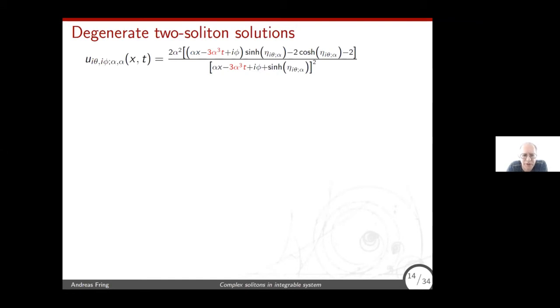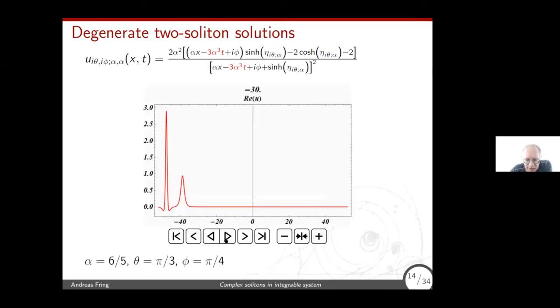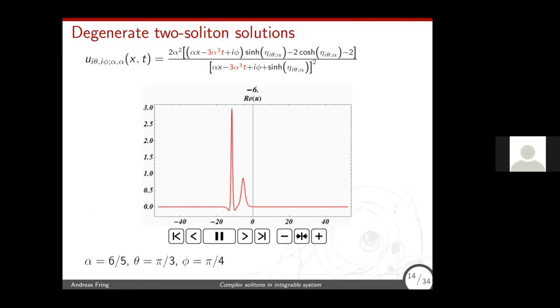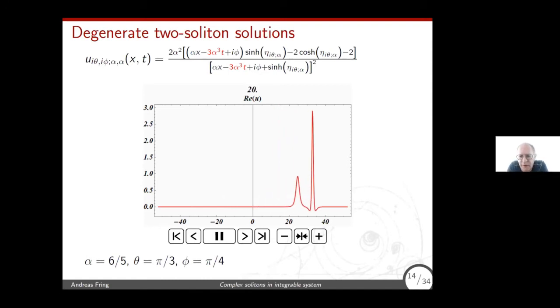So here's a solution where this has been done. We have carried out the limit, and now, here it is. It's a two-soliton solution where we carried out the limit of beta going to alpha, which can be done in a complex model. And you can see here, it's really degenerate. They're moving at the same speed.